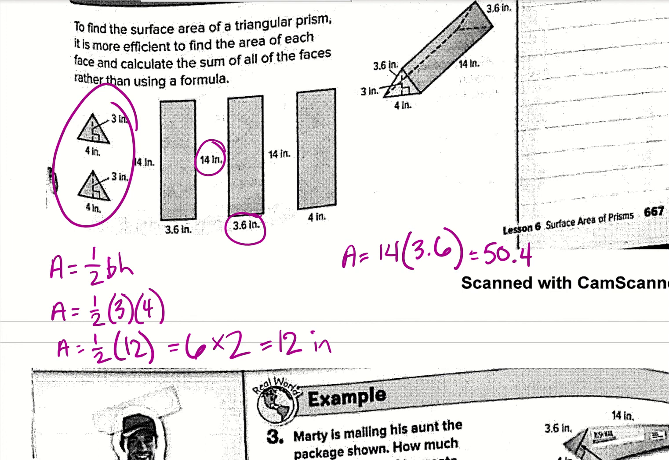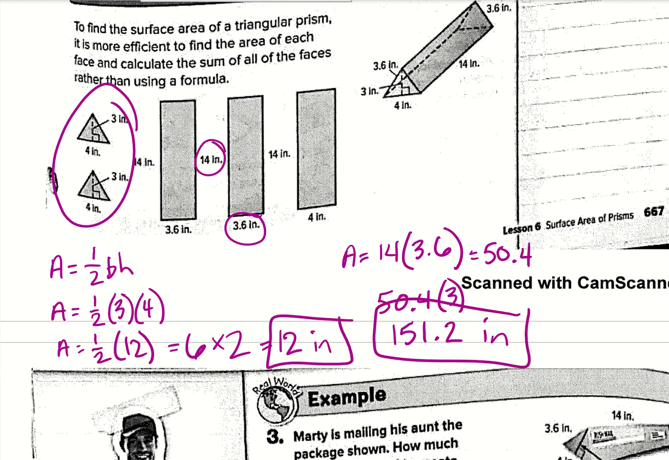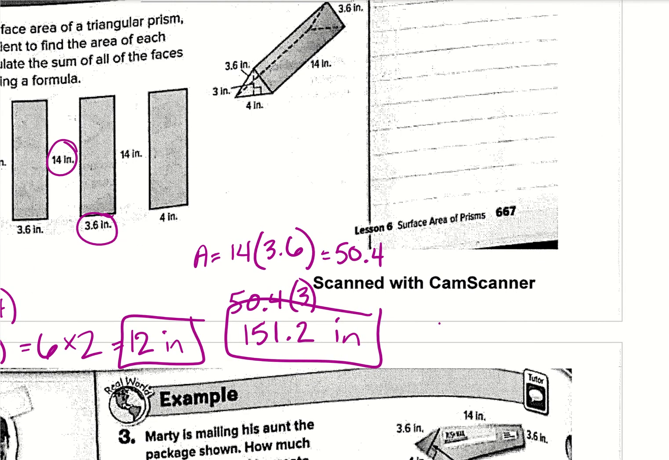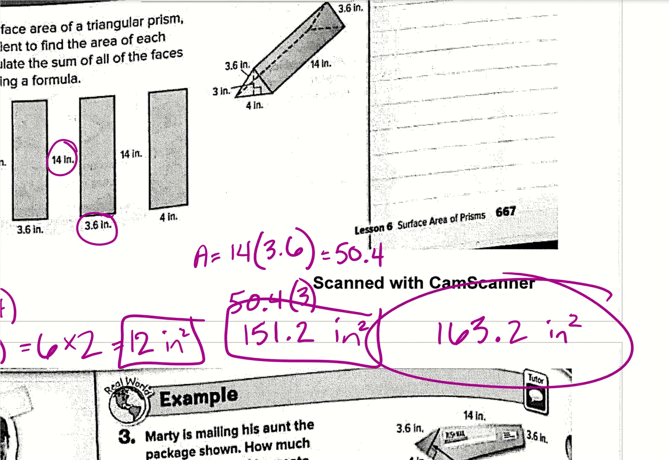All right, with that 50.4, I'm going to multiply by 3 because there are 3 of those rectangles, and I'm going to get 151.2. All right, and now I'm going to add these 2 measurements together. That's going to give me 163.2 inches squared. And these should have been squared as well. All right, so that is our final answer for this one.